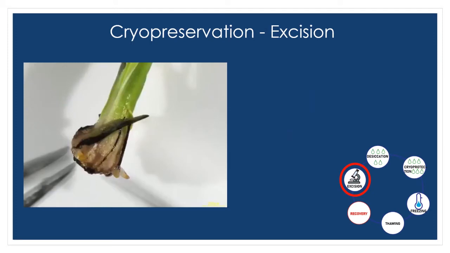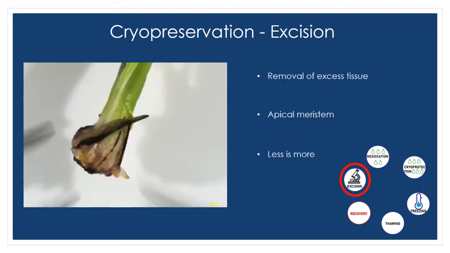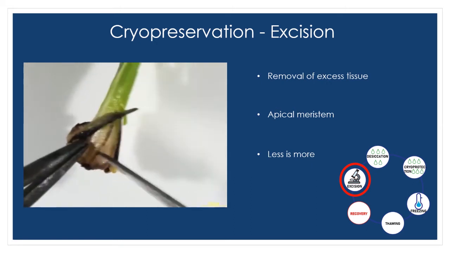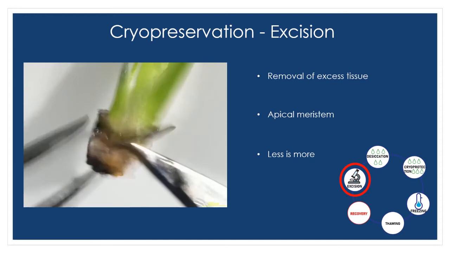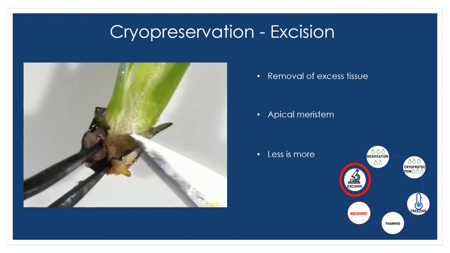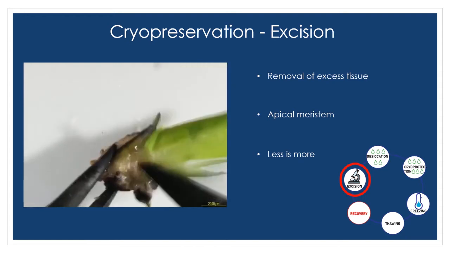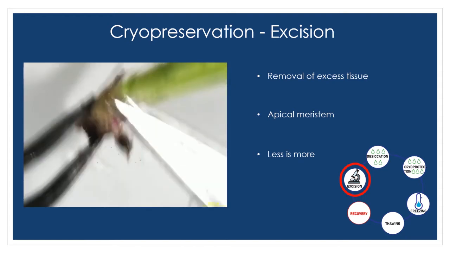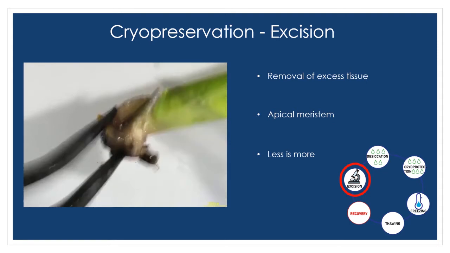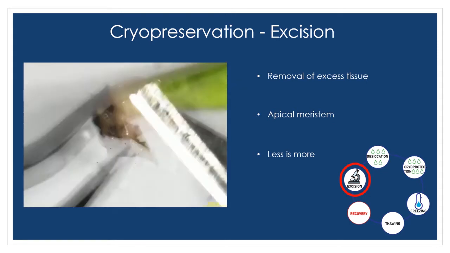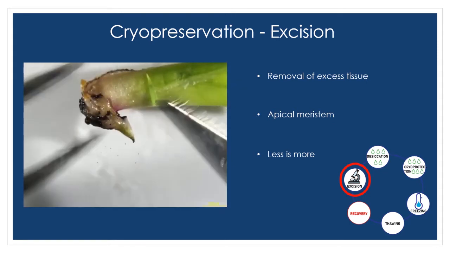So the first step in the cryopreservation protocol is excision. This is the step where we get our propagules, which will be put through the cryopreservation protocol. And here we have the video of how we are getting the shoot tips, the small shoot tips, from the plant material.